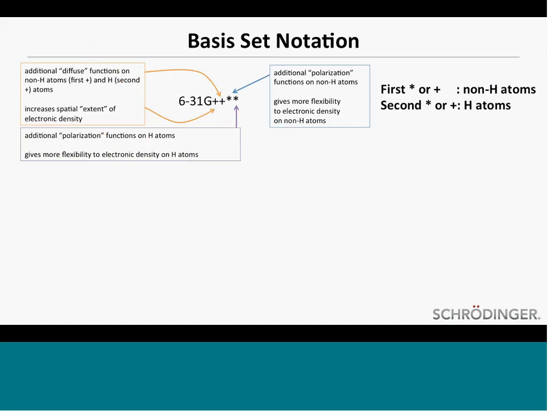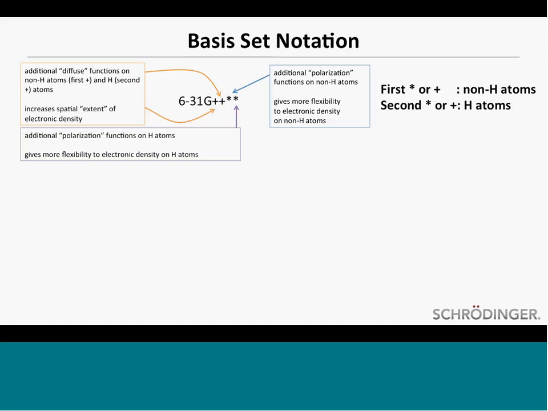Now, basis set notation looks a little something like this. So we can have up to, in this case, 2 pluses or 2 stars. Now, all the pluses tell you is that we are adding diffuse functionals. So these are longer range. They allow a greater spatial extent of the electron density. So this is important when you have, let's say, a longer range interaction like a hydrogen bond or a dispersion interaction. The first plus is applied to the heavy atoms, and the second plus is applied to hydrogen atoms.